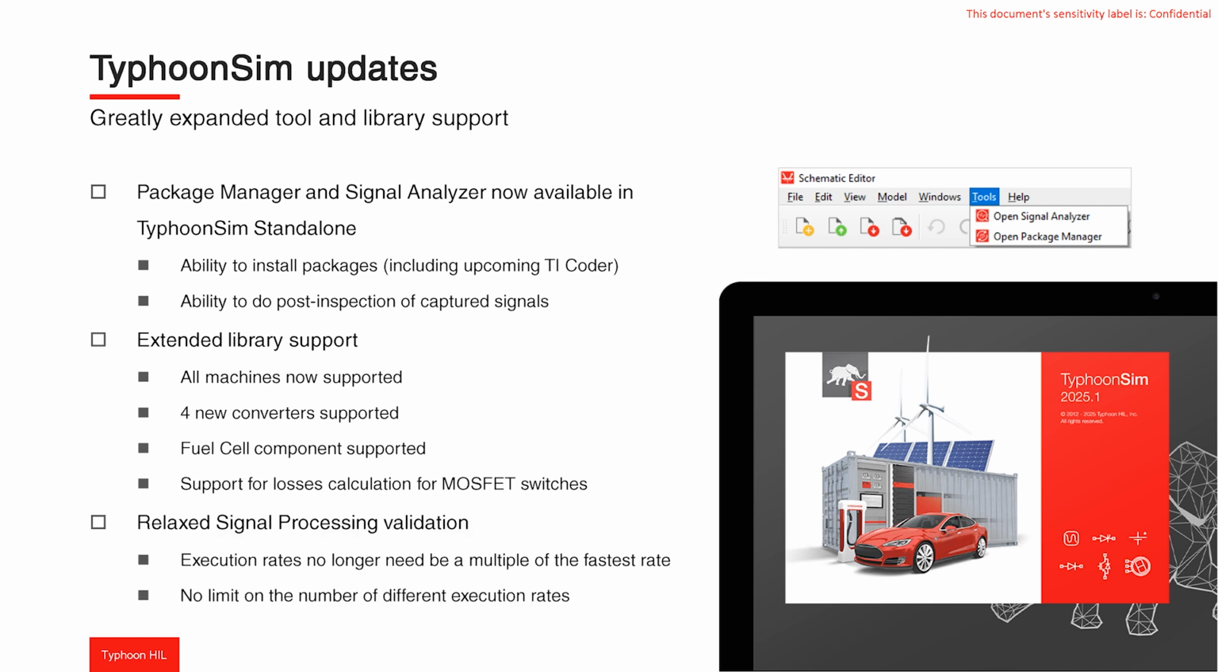Finally, signal processing validation has been relaxed, so execution rates no longer need to be a multiple of the fastest rate. Plus, there is no longer a limit on the number of different execution rates, offering you even more flexibility in signal processing modeling.